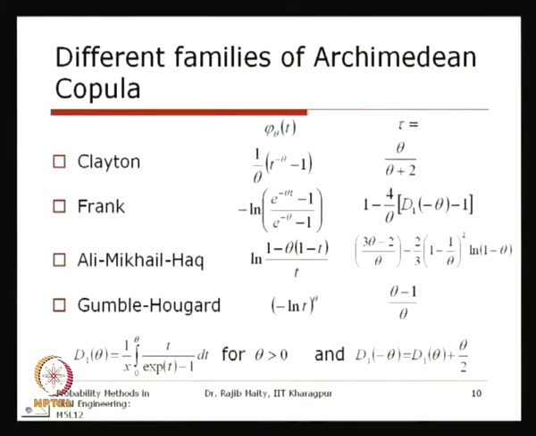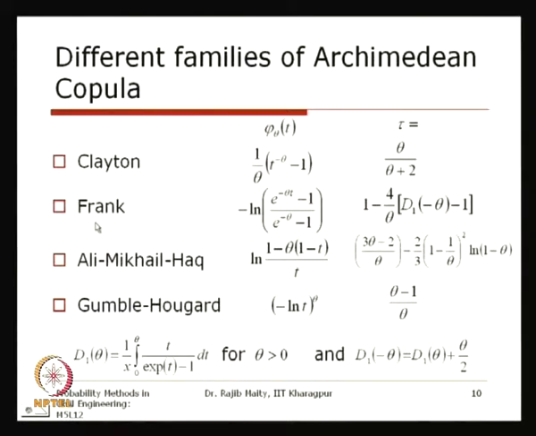Here is that example, for the Clayton. We have seen in the previous slide that its generator is 1 by theta times t power minus theta minus 1, and if we fit that into the equation, we get that tau is equal to theta by theta plus 2.